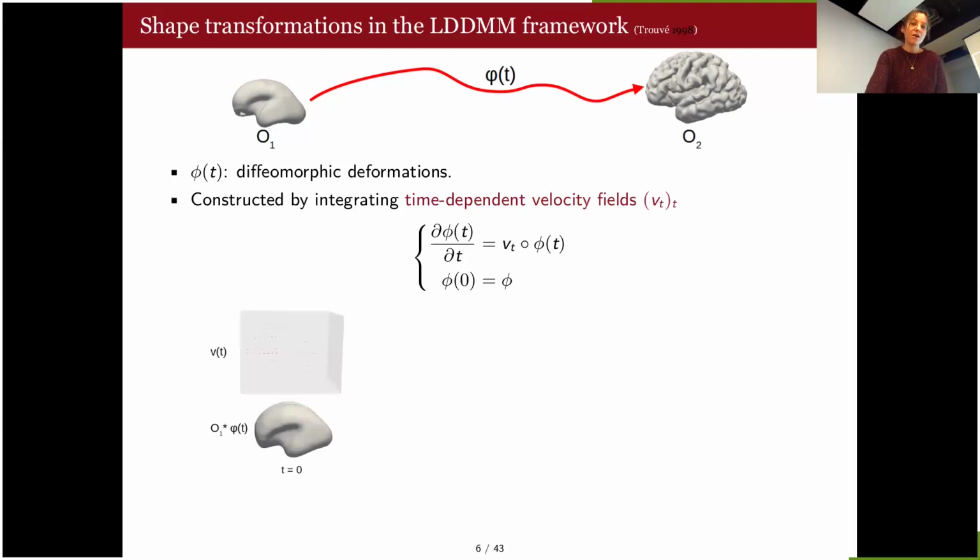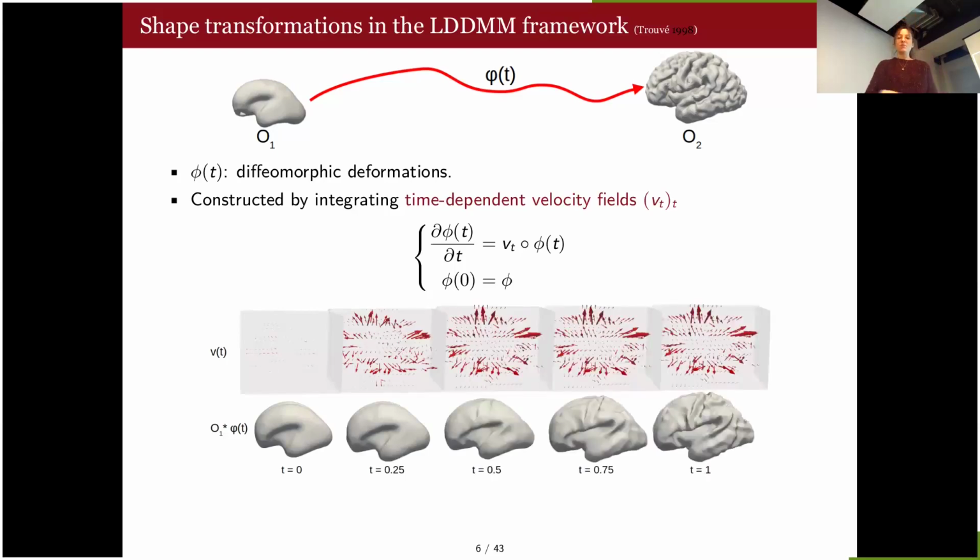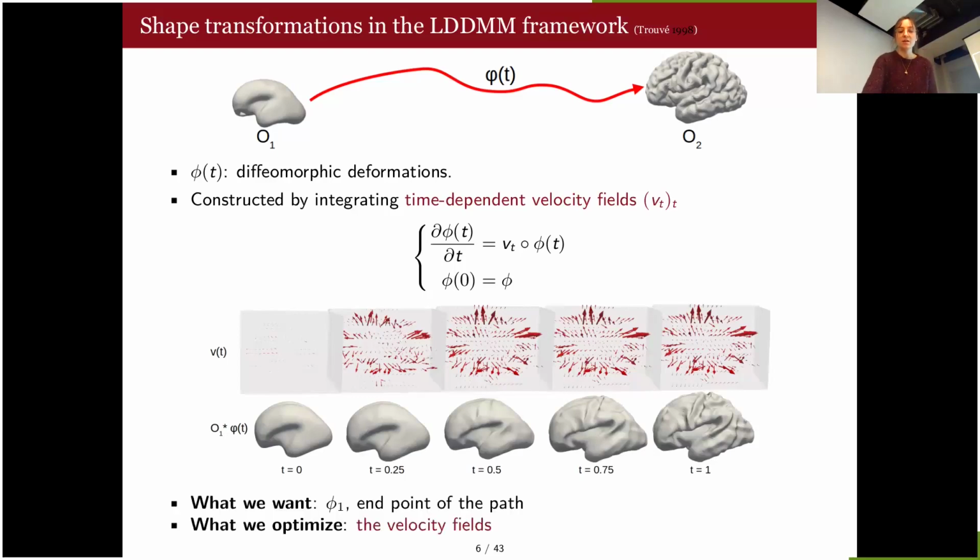And so here you have the source object at time 0 along with the time-dependent velocity field. And you can see the time-dependent velocity field that deforms our object with time. And so at time 1, we obtain a deformed source object that is hopefully close to the target object. So in this setting, what we want is actually phi of 1, which is our transformation at time 1. But instead of optimizing phi of 1, we will optimize the velocity fields that define phi of 1.